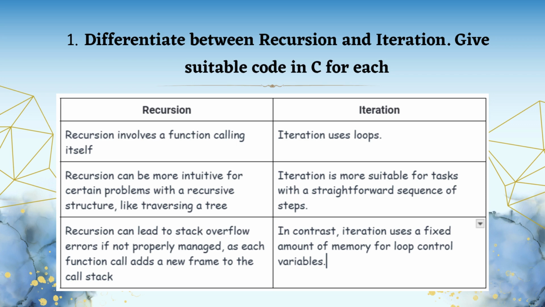Recursion can lead to Stack Overflow errors if not properly managed, as each function call adds a new frame to the call stack. Iteration uses a fixed amount of memory for loop control variables.